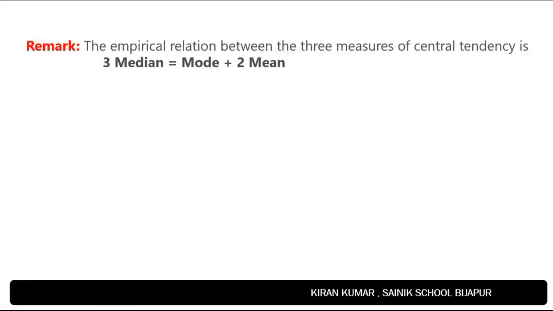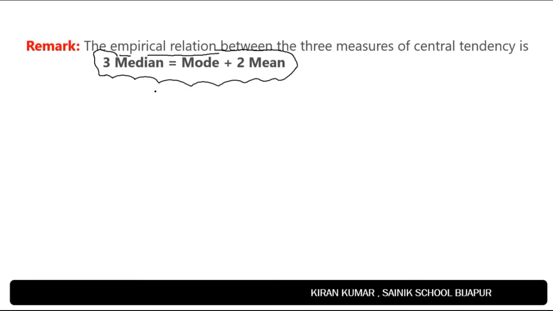There is a relationship between median, mean, and the mode, and this particular relation is called an empirical relation. Whenever two of the things are known to us, we can easily find the third one using this empirical relation: 3 times median is mode plus 2 times mean.